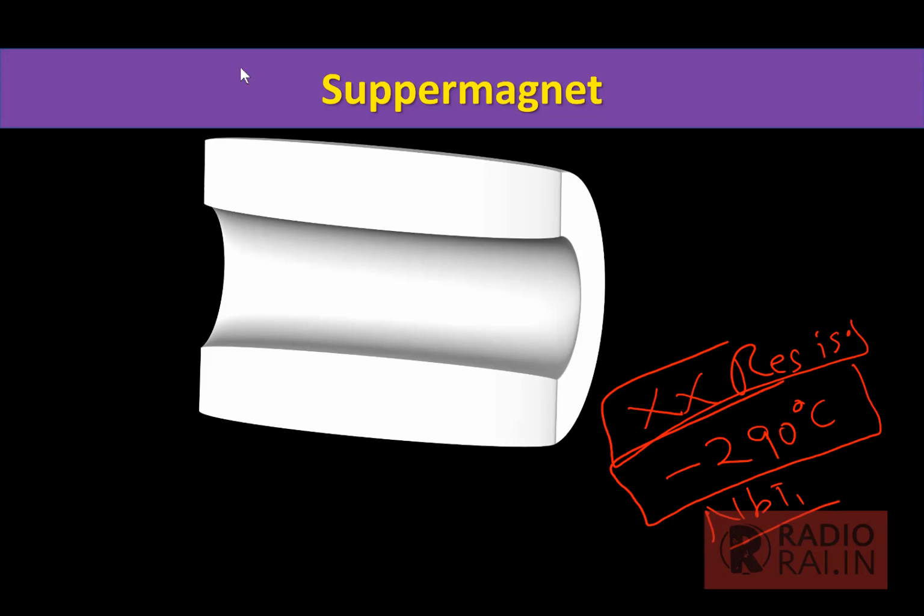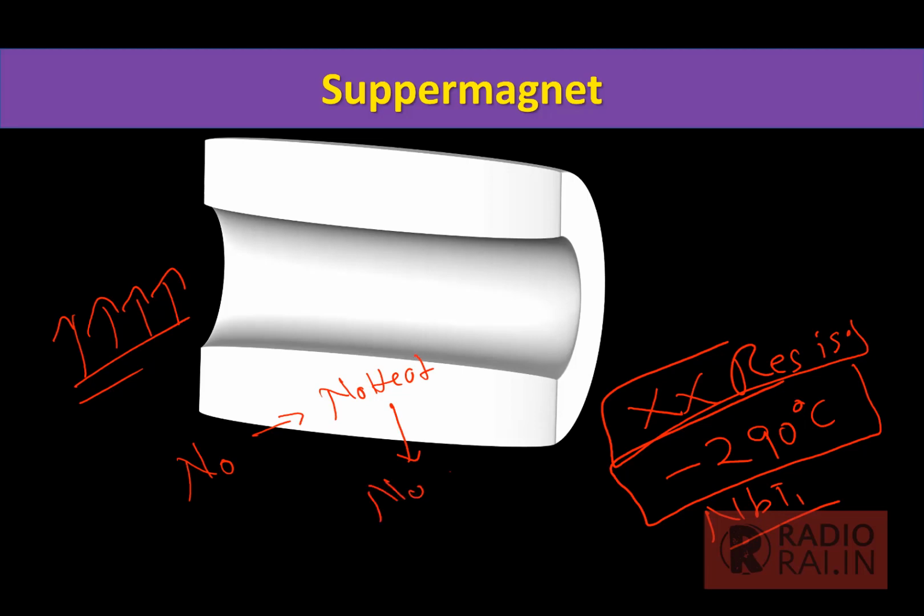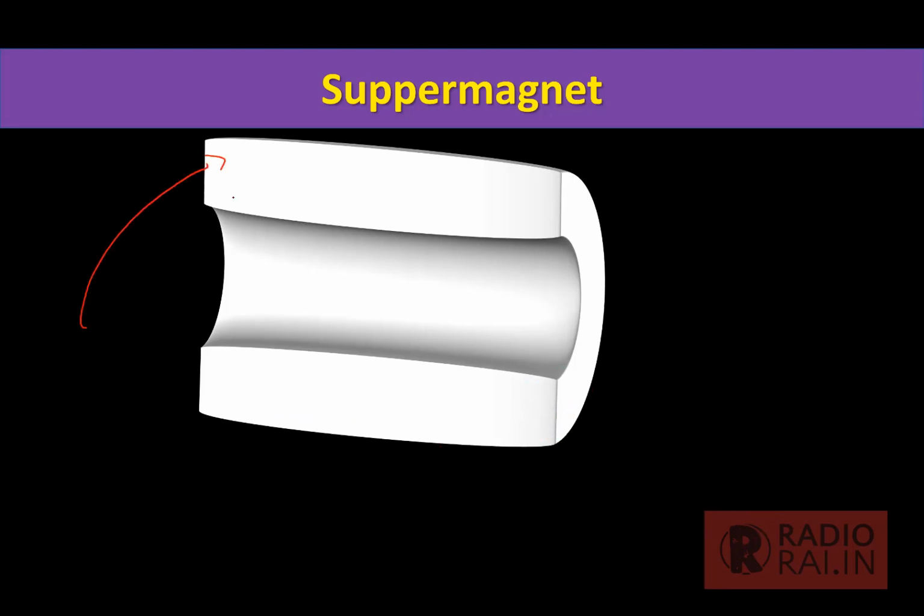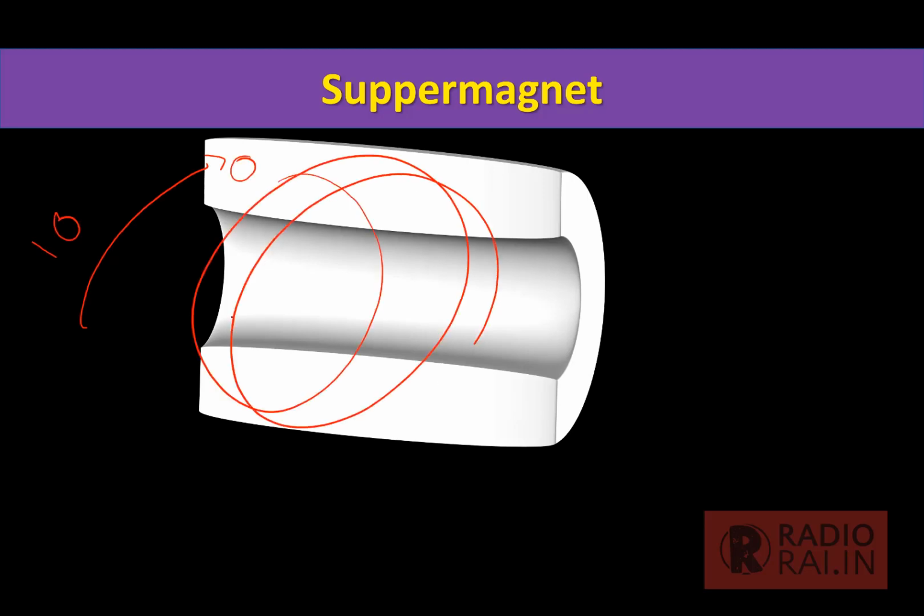Now when we pass an electric current through this coil, it produces a very high magnetic field, and it has very low resistance. Whenever there is no resistance, there is no heat produced, and whenever there is no heat produced, there is no loss of current. So if I put an electric current, say 10 ampere, into this coil, it will keep rotating in the coil but will never disappear, because there is no resistance and no loss of current.